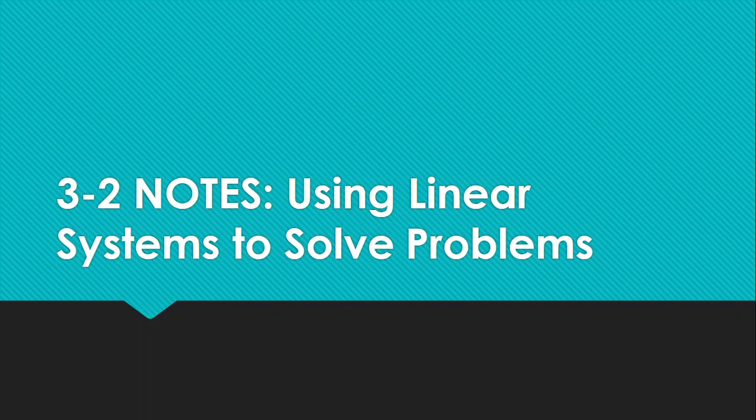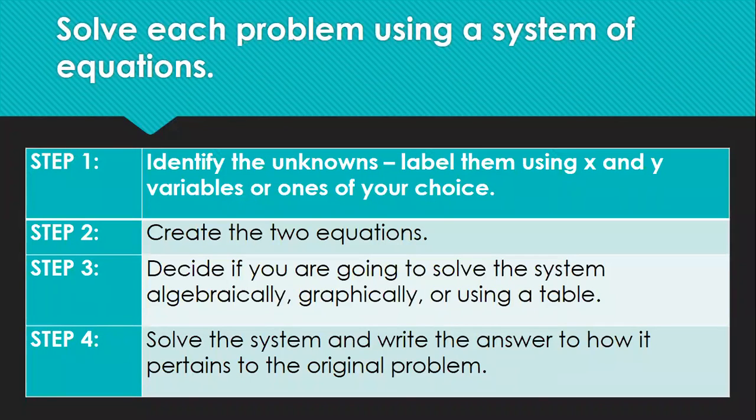All right, word problems. I know y'all are so excited about it. The steps to solve word problems: we're going to solve each problem using a system of equations. First, identify the unknowns and label them using X and Y variables or ones of your choice. Then create the two equations and decide how to solve them: algebraically, graphically, or using a table. Then solve the system and answer how it pertains to the original problem.